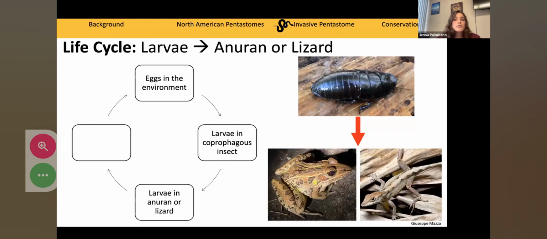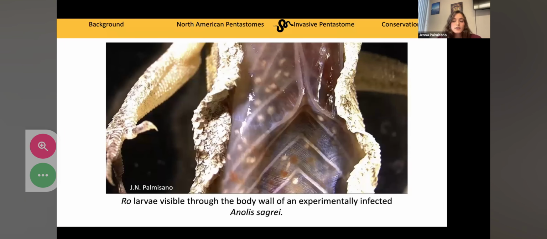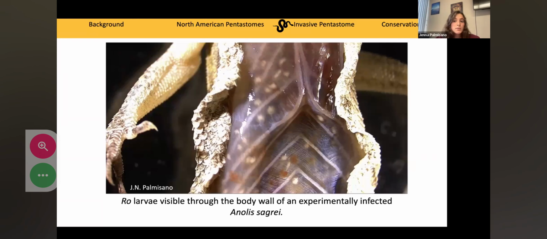So when a lizard or a frog consumes an infected cockroach, they become infected with larvae about double in size. And here you can see those larger larvae through the body wall of an experimentally exposed brown anole. From the experimental infection studies, again, and you can find those on the Wakelet, we did not find impacts of RO infection on the growth rate or survival of the intermediate hosts. Though this makes sense given the size of the larvae and the relative inactivity, more research is definitely needed to confirm this and whether or not RO is a concern for intermediate hosts as well, a conservation concern.